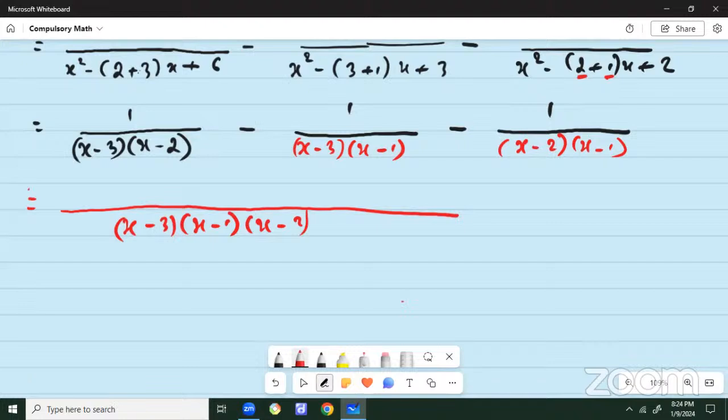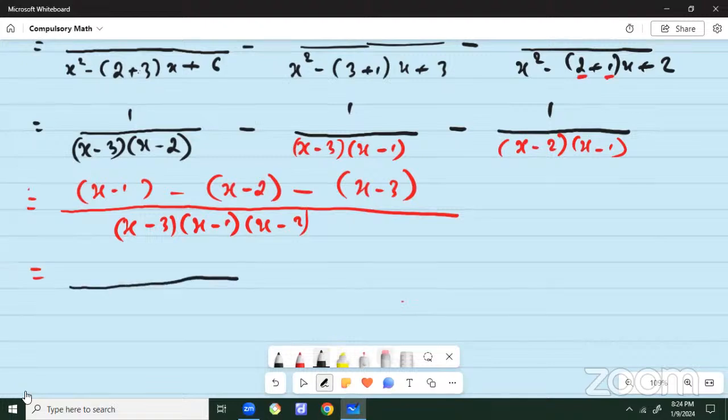Okay. Which number will multiply the first one? What should be here? x minus 1. Here, x minus 2. Here, x minus 3. All right. Now simplify and tell me the final answer. What do you get? The denominator will be as it is, because nothing will be cancelled out.